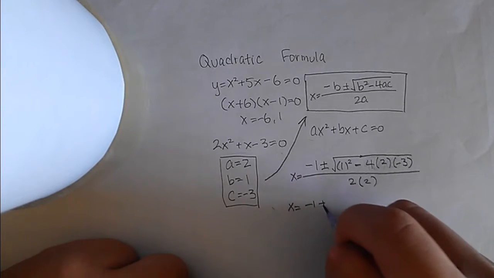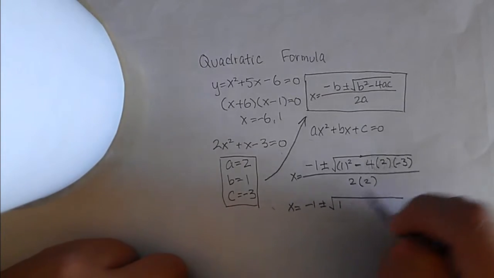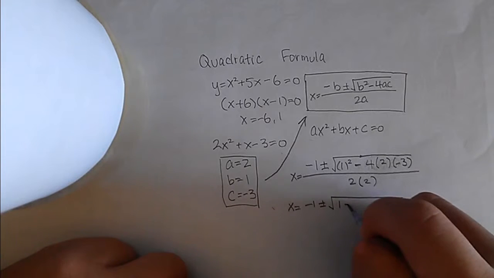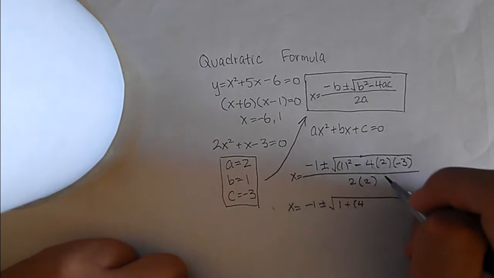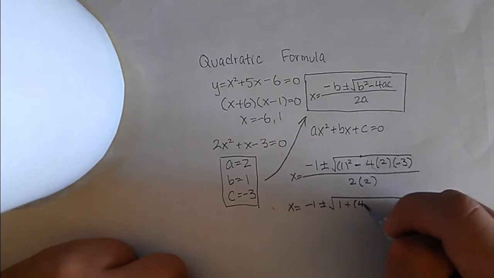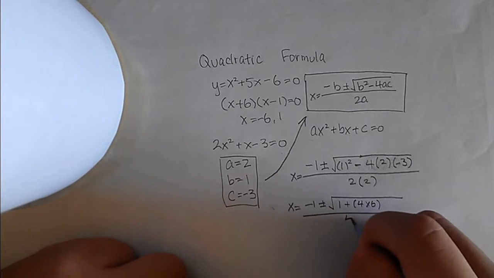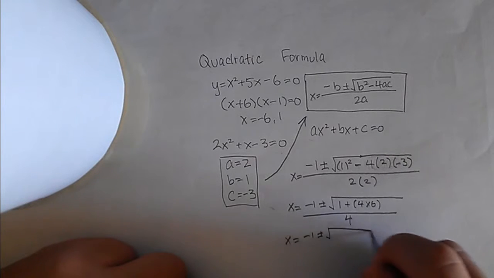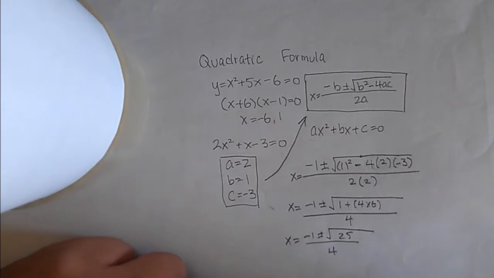So negative 1 plus or minus the square root of 1 squared, which is equal to 1, minus, but here there's two negatives, so it's a double negative, which would be positive. So it will be plus 4 times 2 times 3, which is 24, all divided by 2 times 2, which is 4. So x would equal negative 1 plus or minus the square root of 25 over 4.